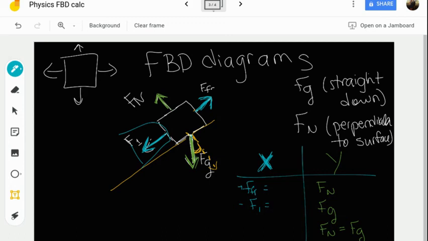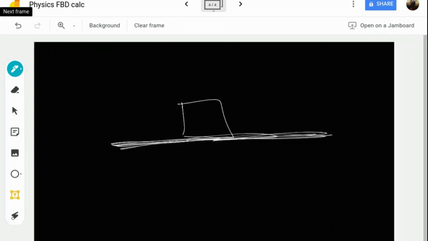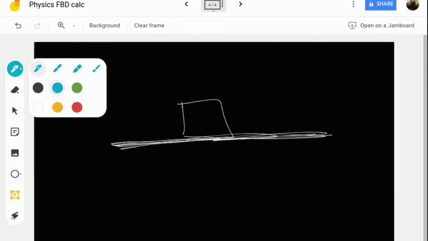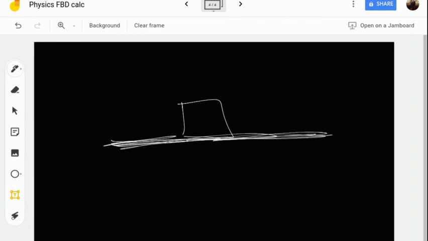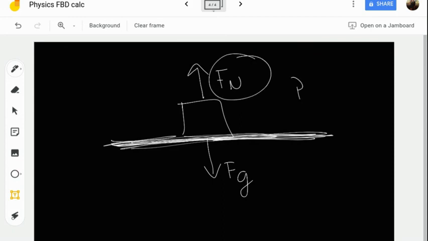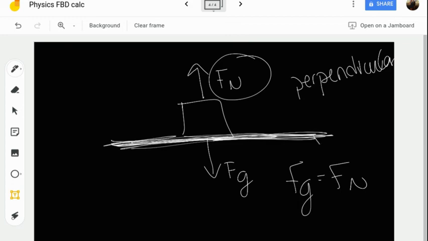Okay, the next one we're going to talk about really quickly is an object that's on a surface. Just to reiterate that point, this object is not moving. I have two forces on it, force of gravity and normal force. Again, normal force must be perpendicular to the surface. And if this is not moving, then your force of gravity equals your force normal in that y direction.